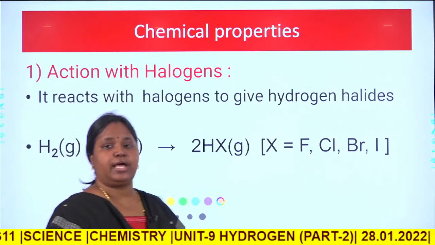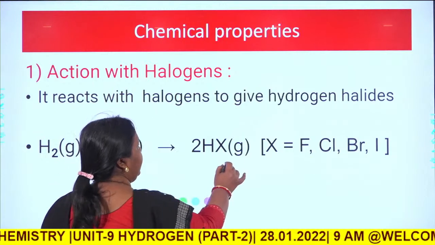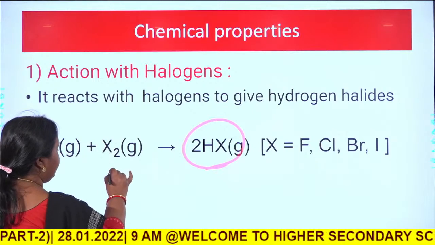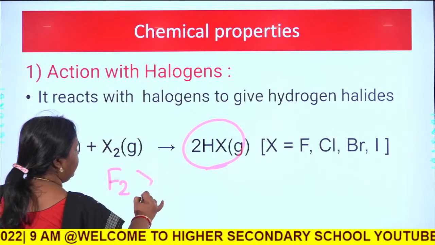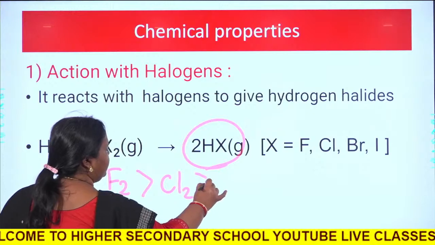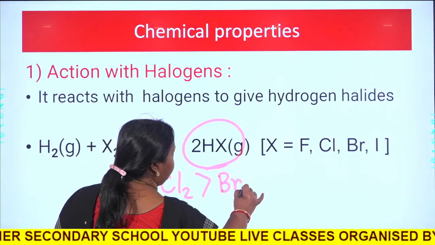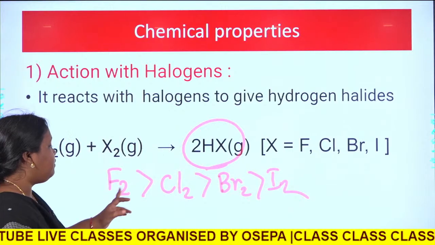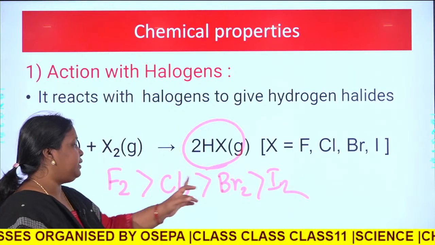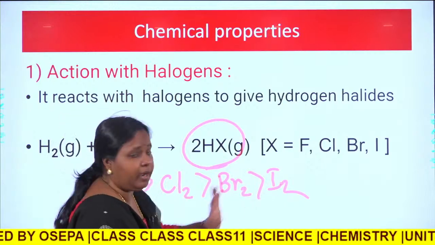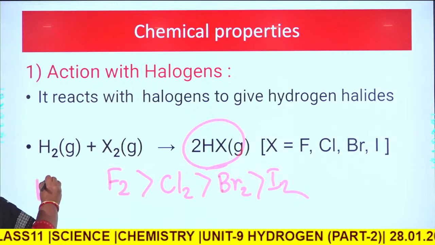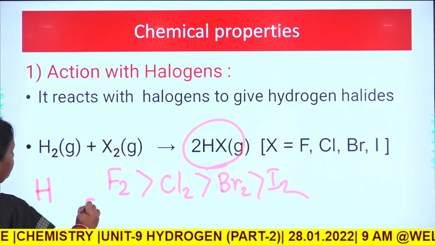Reaction with halogens: hydrogen reacts with halogens forming HX, hydrogen halides. And remember that the reactivity rate is fluorine greater than chlorine greater than bromine greater than iodine. That is, fluorine will react more quickly than chlorine, chlorine than bromine, bromine than iodine.